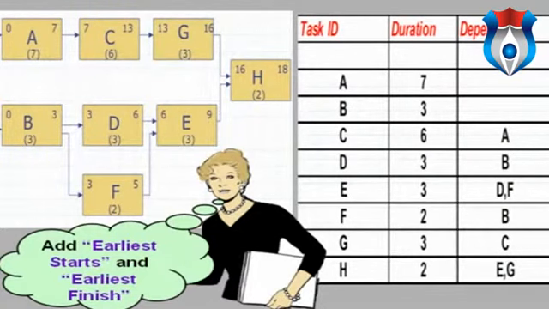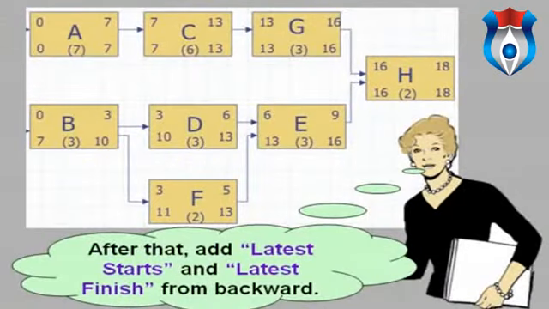After adding the earliest start and earliest finish, it is time to find out the latest finish and latest start. Latest finish means the latest time for each activity to be completed, and latest start means the latest finish time minus the duration of completing the activity.